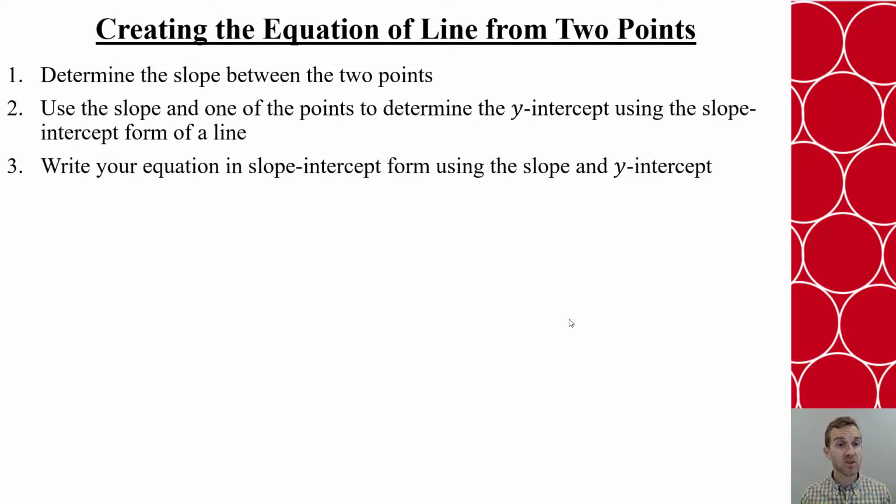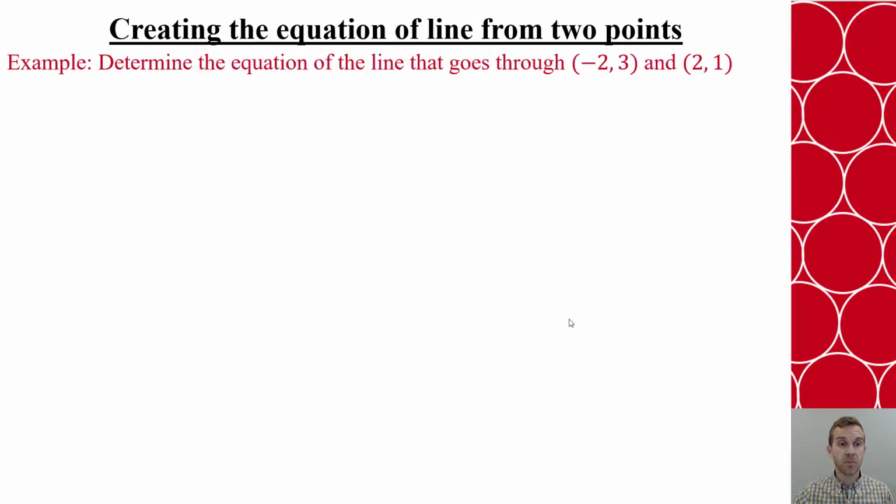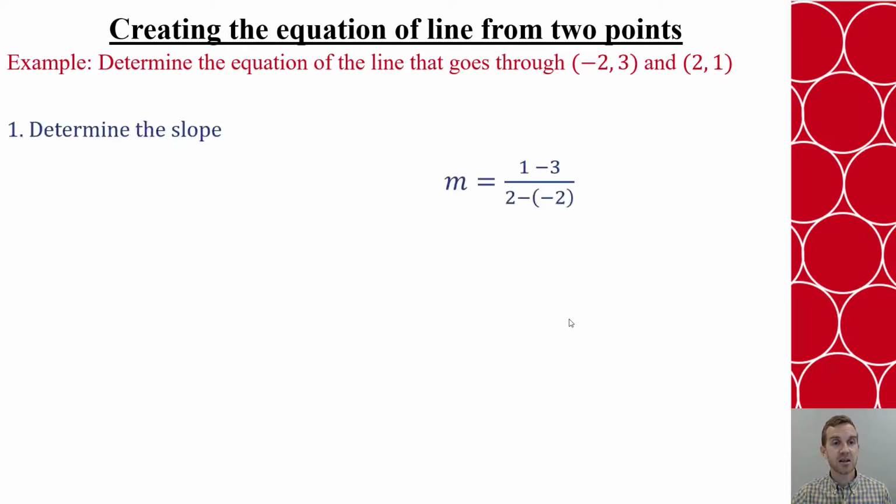Now, say you need to create the equation of the line from 2 points that are given to you. First, we need to determine the slope between the 2 points. We need to use that slope and one of the points to determine the y-intercept, and then we're going to take those 2 pieces of information and plug them into the slope-intercept form. So let's say we had these 2 points, (-2, 3) and (2, 1). We want to start with the slope, and remember, it's the change in the y's over the change in the x's. So the change in the y's, 1 minus 3, over 2 minus -2, gives me -2 over 4. So that slope is -2/4, and that can simplify to -1/2.